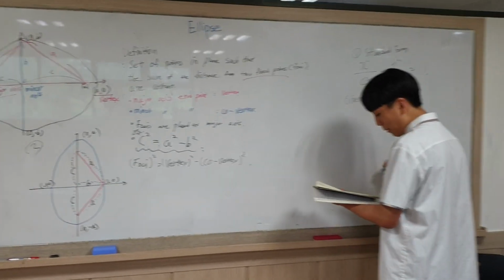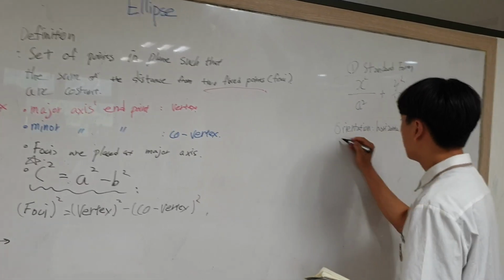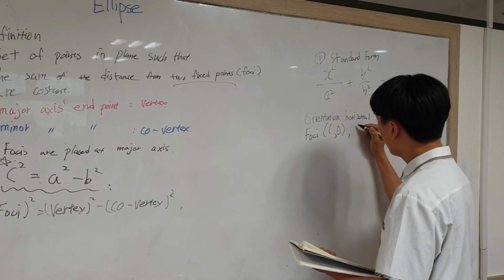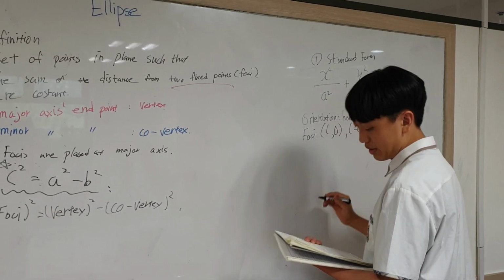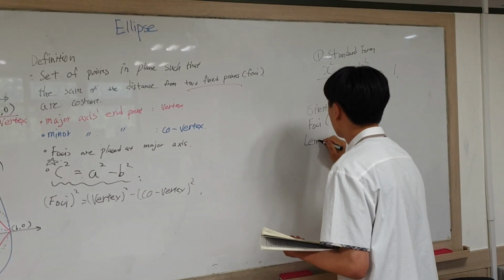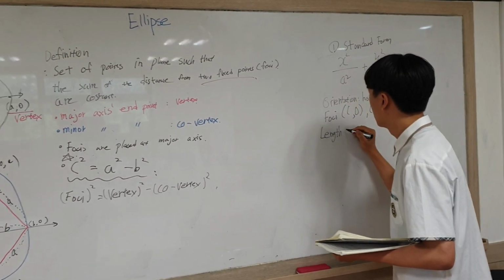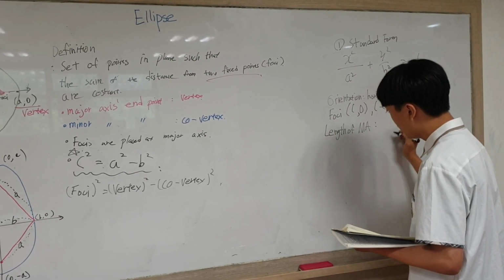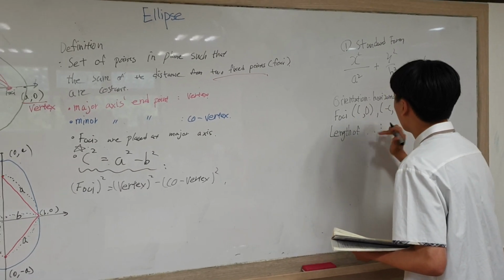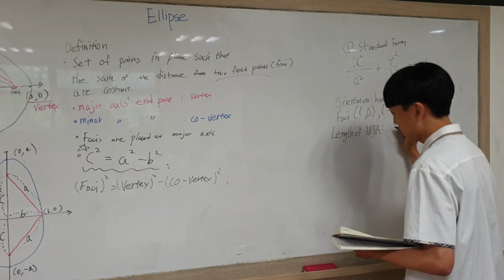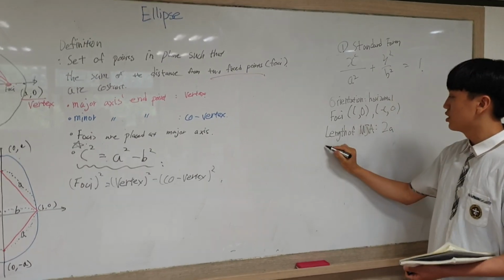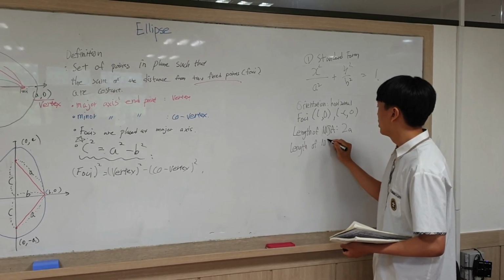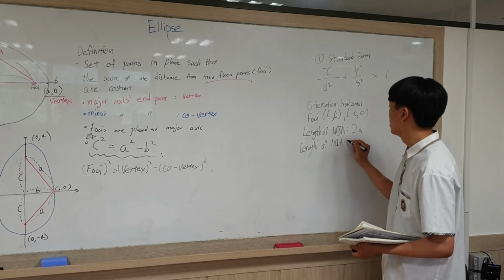Okay, and the foci are c comma 0 and negative c comma 0, and the length of the major axis is 2a, and the length of the minor axis equals 2b.